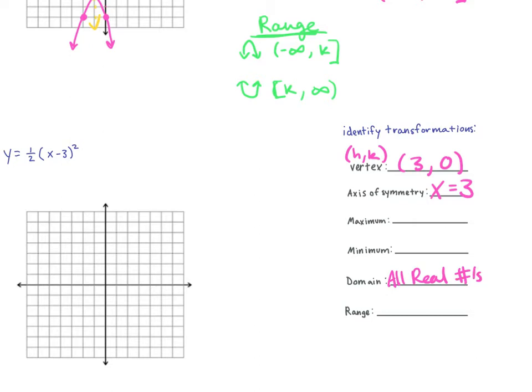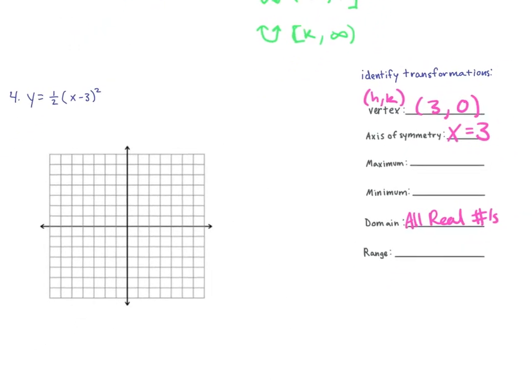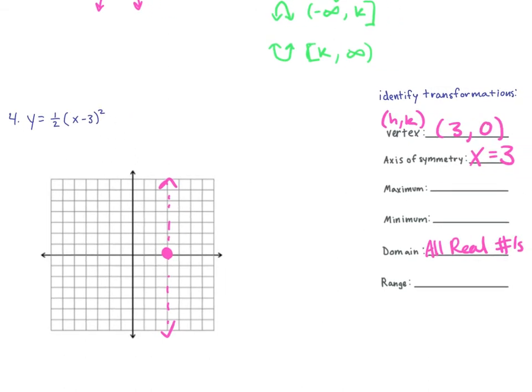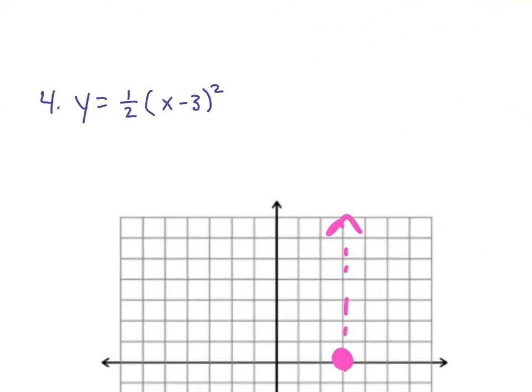All right, so let's graph our vertex. We're going to go to the right 3 and stay on 0. And our axis of symmetry is our dotted line right through it. How do we find our second number in our graph? Plug it in. What are we going to plug in? If our axis of symmetry is 3, what should we plug in? 2. So we have 1/2 times (2 minus 3) squared.